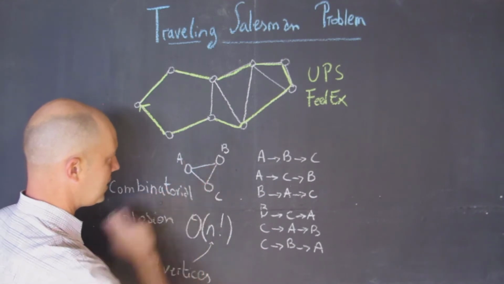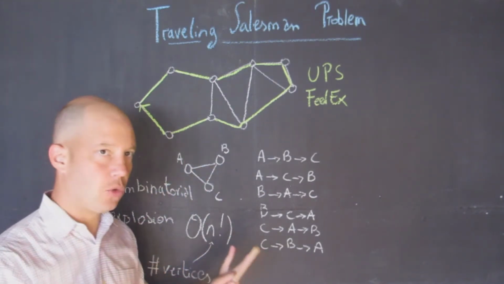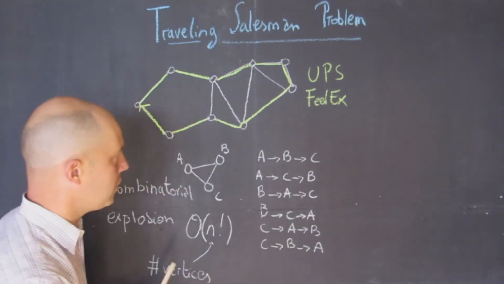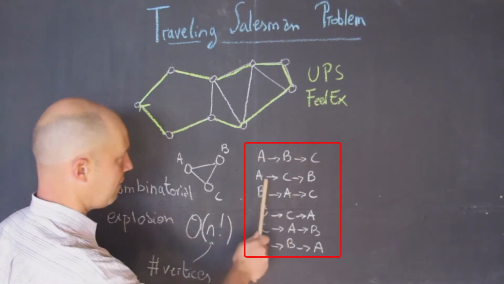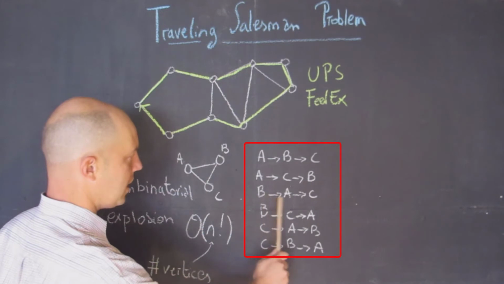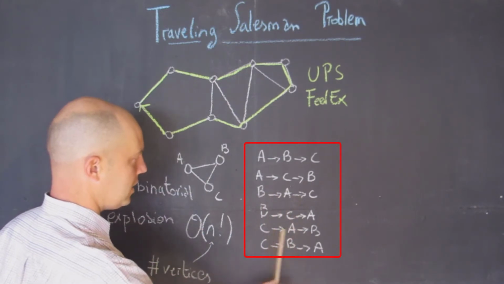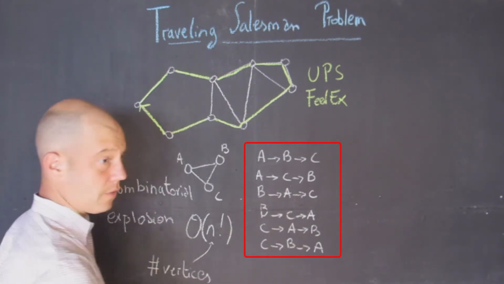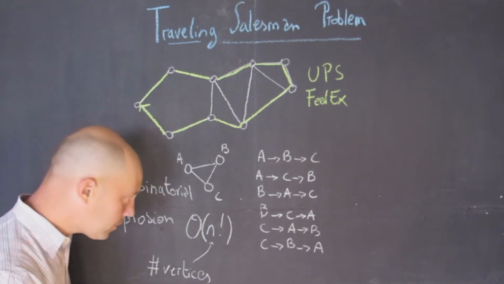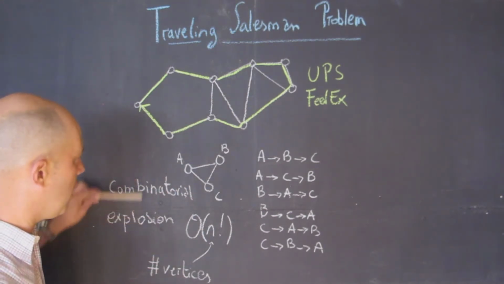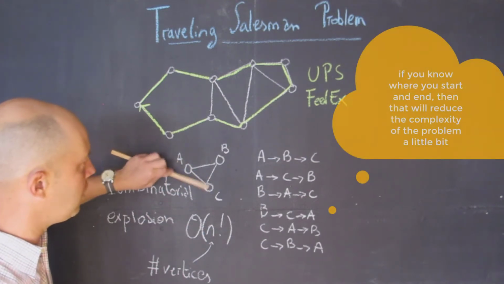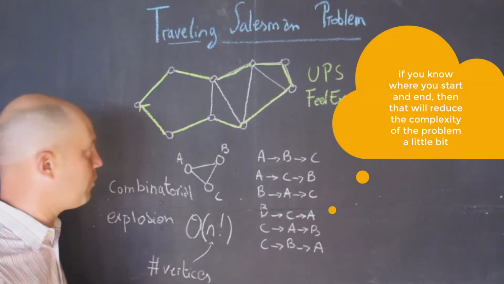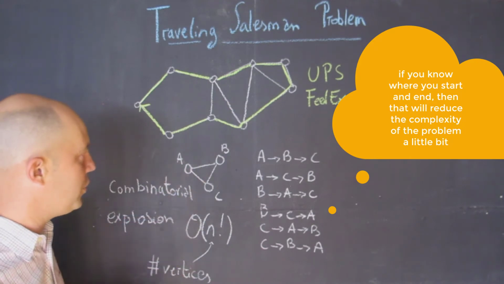We have A, B, and C, right? And let's say we don't care about where we start. So if that's the case, the routes you can have are A, B, C; A, C, B; B, A, C; B, C, A; C, A, B, and so on and so forth, right? So you do have a lot of options. Now, if you decide that you want to start in A and end in C, okay, then you only have one option. That's pretty straightforward, and that actually reduces the problem a little bit.